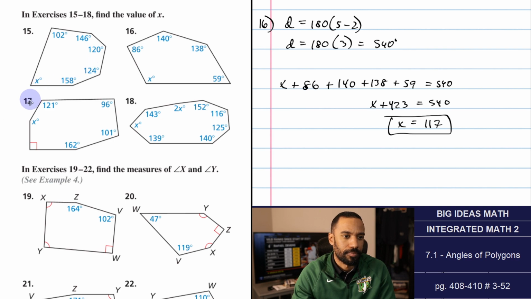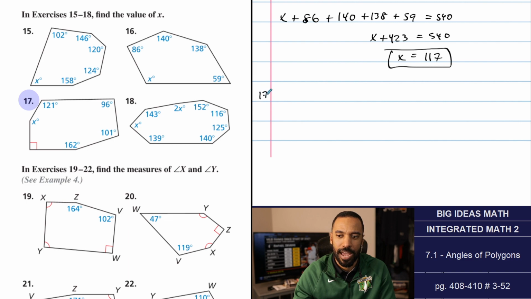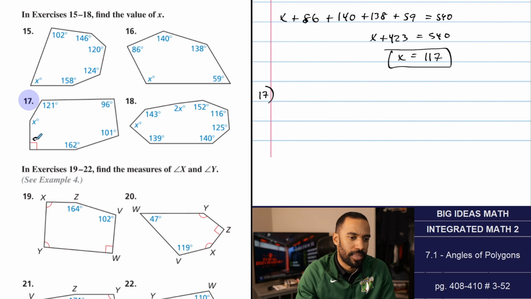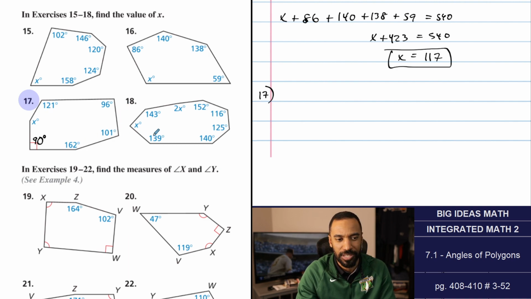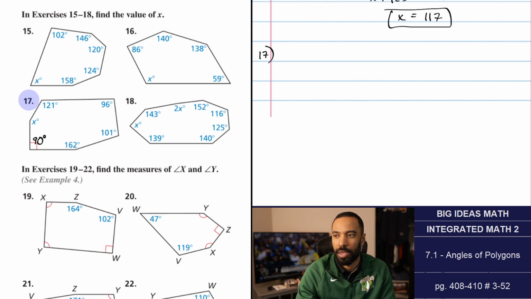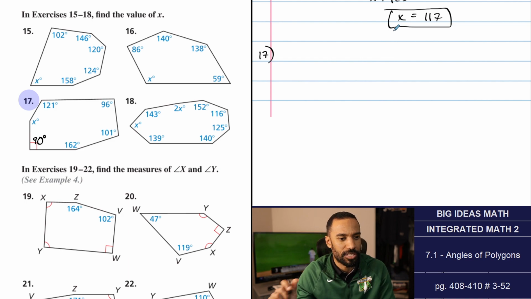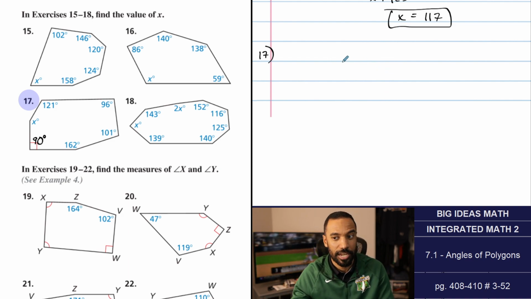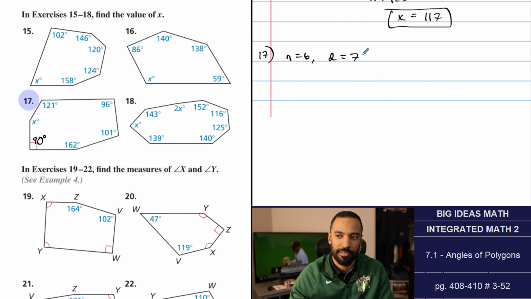Number 17. This is one of the ones, if you heard me in the notes section of this, I very highly recommend that on a problem with a right angle that you write your 90 degrees right there. If you don't, you might skip it. I promise you might skip it. And just say this plus this plus this plus this plus this equals. Put the 90, you'll remember it more. Okay, let's do 1, 2, 3, 4, 5, 6. It's a 6-sided shape. So if n equals 6, then D equals 720.